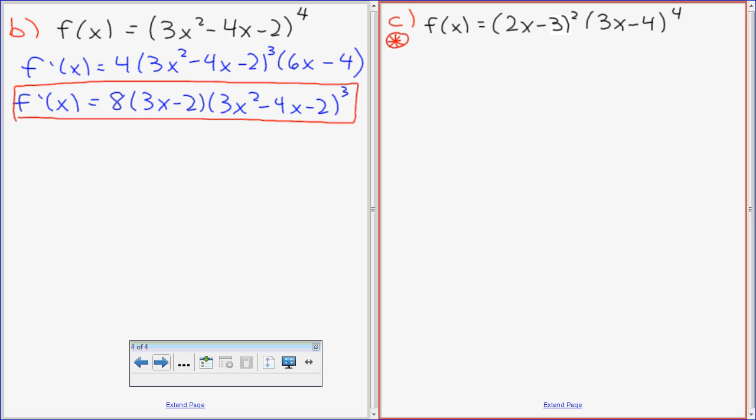Product rule, I hope is what you're saying. So we're going to use product rule for this one, okay? If you remember how product rule went, it was the derivative of the first one times the second, plus the first one times the derivative of the second. Does that make sense? So f prime of x, g of x, plus g prime of x, f of x.